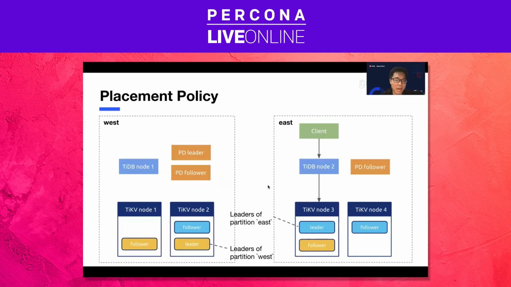Now let's take a look at the final topology. The leaders are separated into 2 zones. The leaders of East are in the zone East, and the others in the zone West. As you can see, one follower replica might still be in another zone. This is because the system needs to guarantee high availability. When a client visits the information of an Eastern user, it requests directly from the leader, which is located in the same zone, so we can achieve low latency.